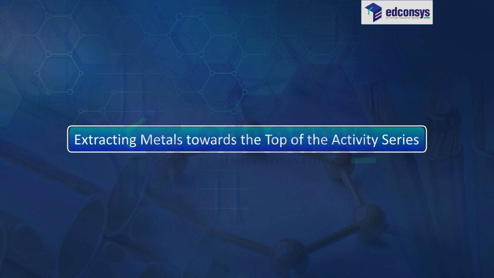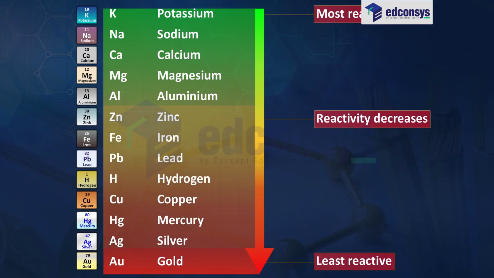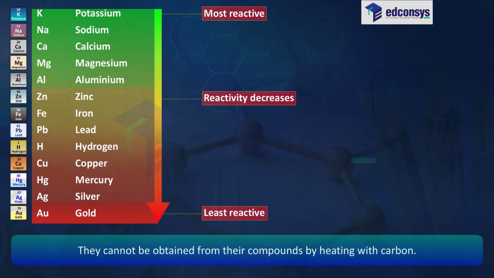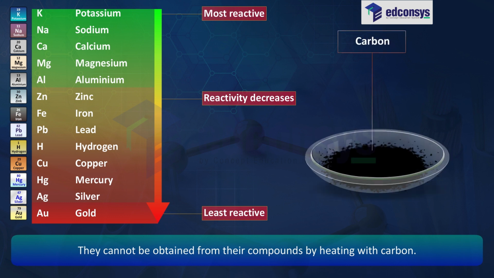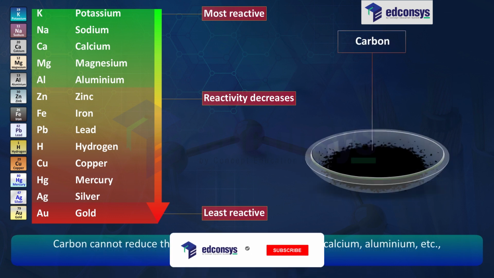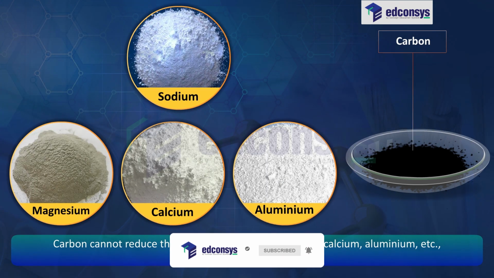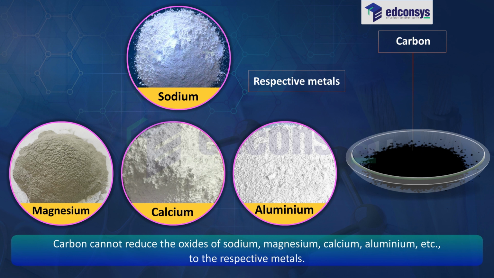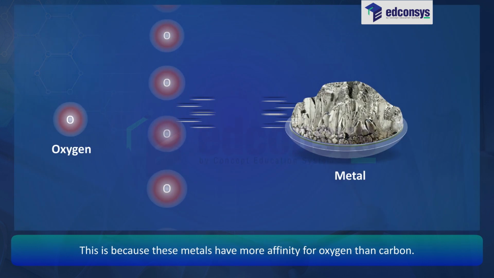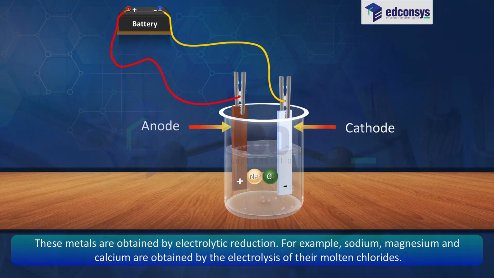Extracting metals towards the top of the activity series. The metals high up in the reactivity series are very reactive. They cannot be obtained from their compounds by heating with carbon. For example, carbon cannot reduce the oxides of sodium, magnesium, calcium, aluminum, etc. to the respective metals. This is because these metals have more affinity for oxygen than carbon. These metals are obtained by electrolytic reduction.